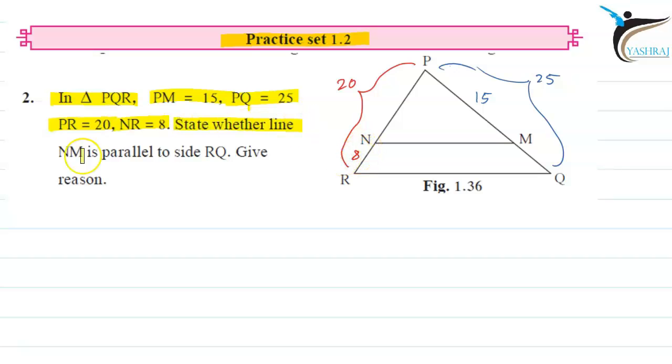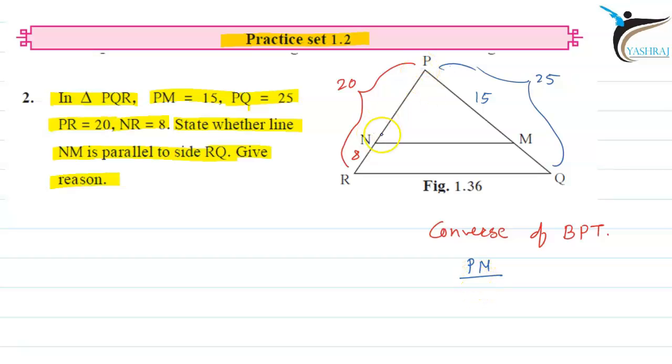State whether the line NM is parallel to the side RQ. Give the reason. Since we have to prove for triangle PQR that NM is parallel to QR, we use here the converse of the basic proportionality theorem. What does it tell us? It tells us that if the ratio of intercepts made by the line NM on PR and PQ are in equal proportion, then we can say that NM is parallel to QR or RQ.